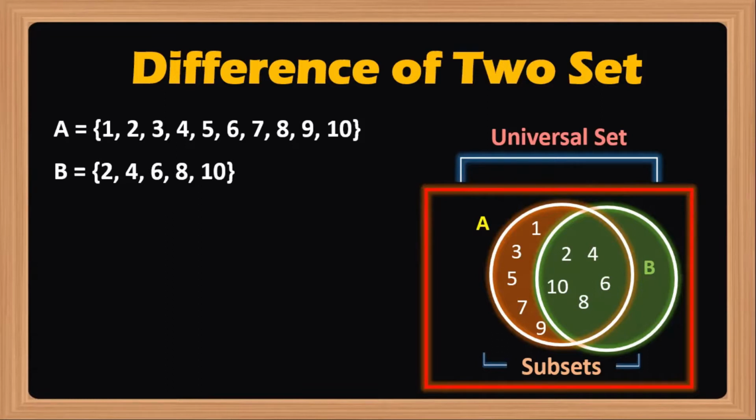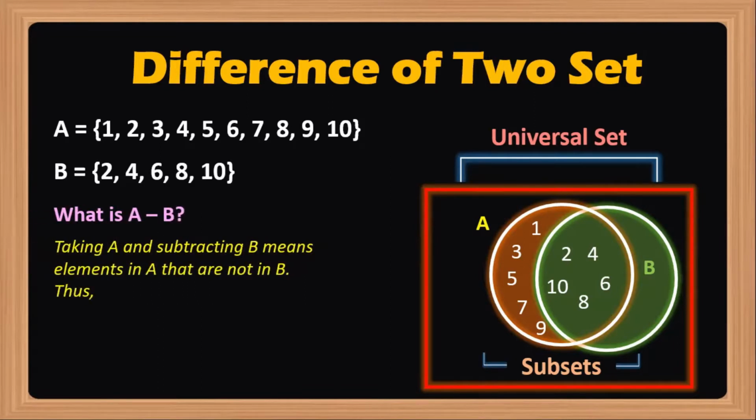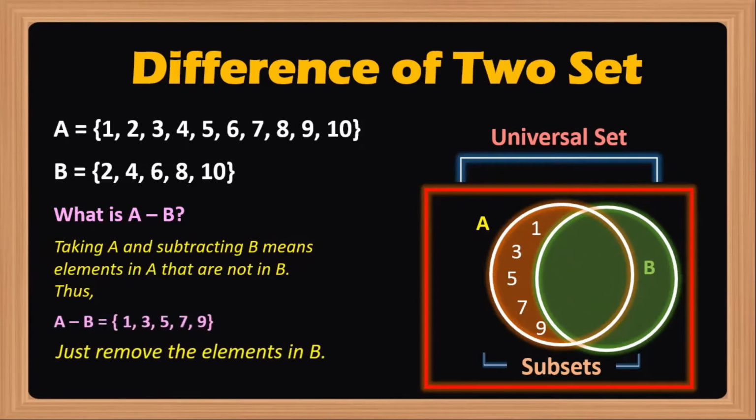So, how do we get the difference of the two sets? For us to get the difference of the two sets, ang gagawin lang natin, taking A and subtracting B, it means elements in A that are not in B. Ibig sabihin, we just remove the elements in B. Ayan. Ito siya, oh. A minus B, meaning we just remove the elements in B. I-remove ko na siya. Tingnan niyo yung screen niyo on the right. Makikita niyo yung drawing natin na wala na yung all the elements in B. Yun po ang ibig sabihin ng A minus B.